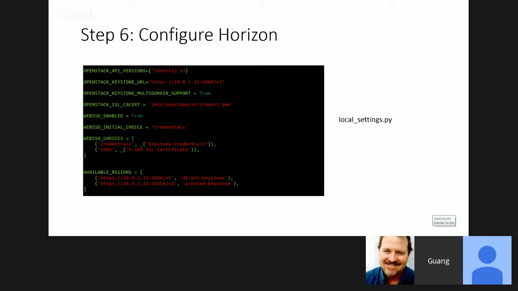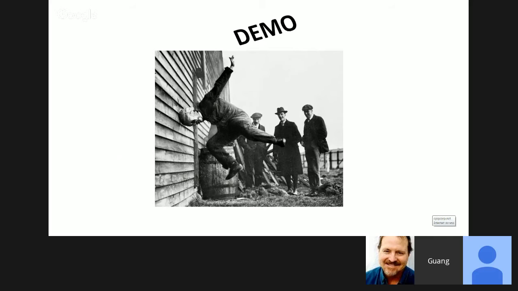And just for fun, I created two regions. This one is basically a direct SSL connection to the backend Keystone, and this one goes through HAProxy. I just want to show that it works both ways. But I can demo that in a moment. So, demo time. Before we go into the demo, I just want to walk you through the screens in slow motion, because there's one critical detail. If you blink, you could miss it.